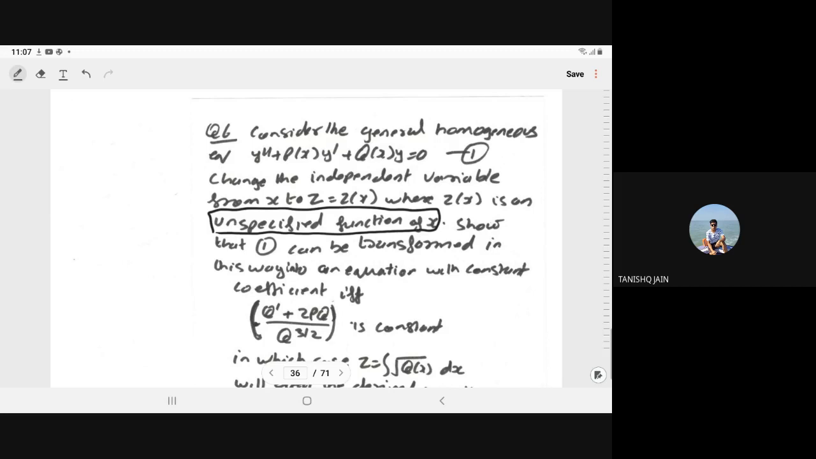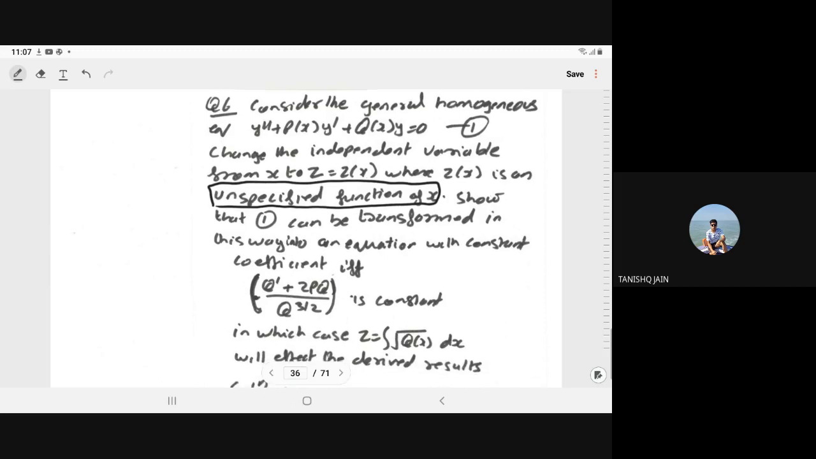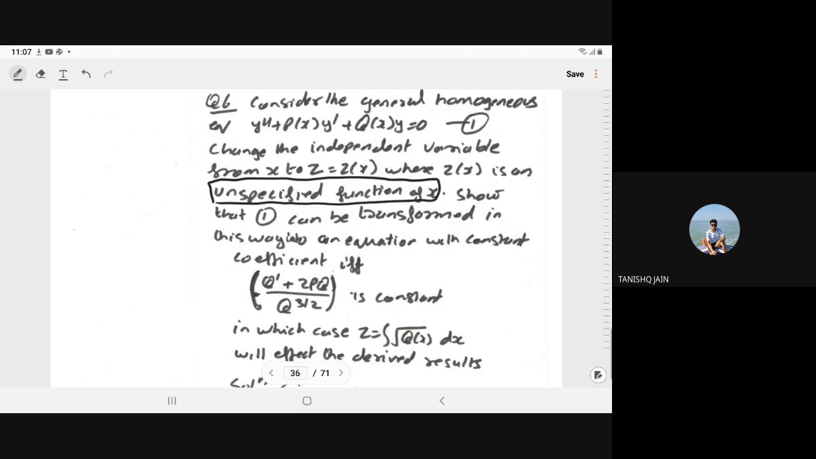So that first can be transformed in this way into an equation with constant coefficient. If what is the condition? If (q' + 2pq) / q^(3/2) is constant, in which case z will be the following transformation: z equals the integral of root of q(x) dx, which will affect the derived result.